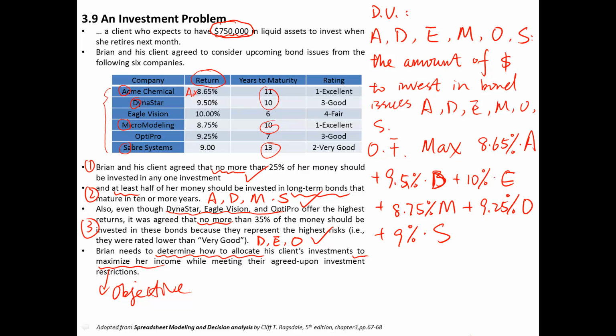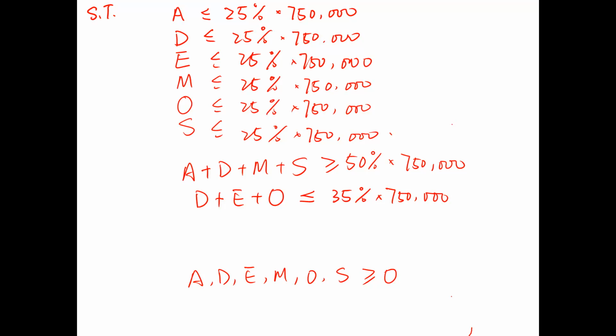look at this number again. This is the total amount of money that is available for the client to invest, which means we cannot invest more than what we have, right? So we're saying the total amount of money that we put in all these 6 bonds should not exceed $750,000. Okay, we cannot invest more than what we have. Okay, so now we have a complete model.